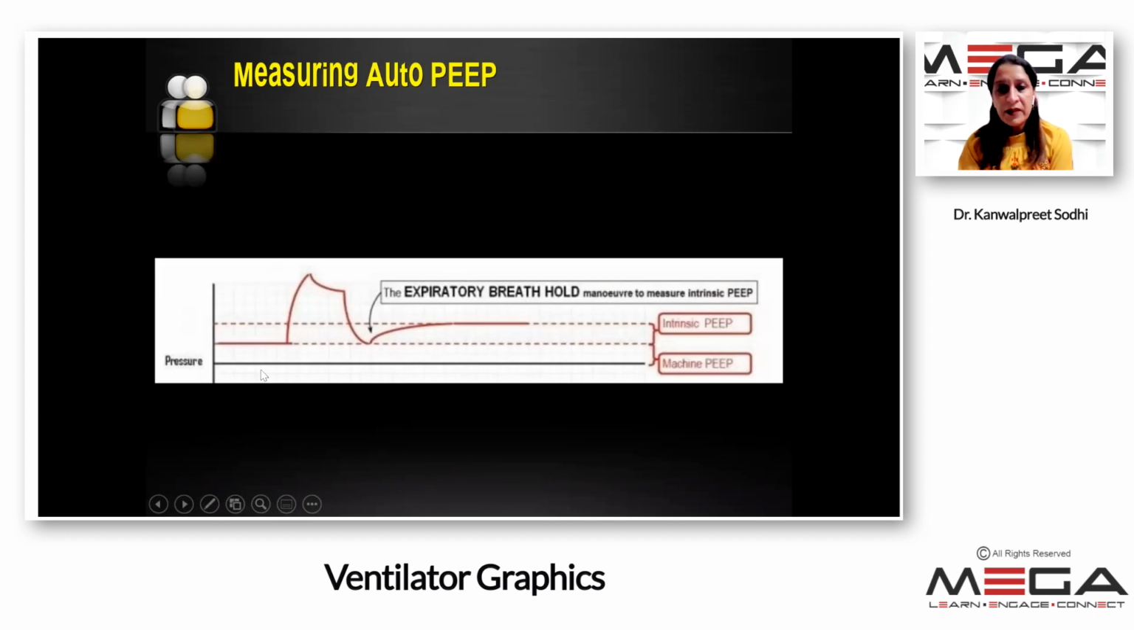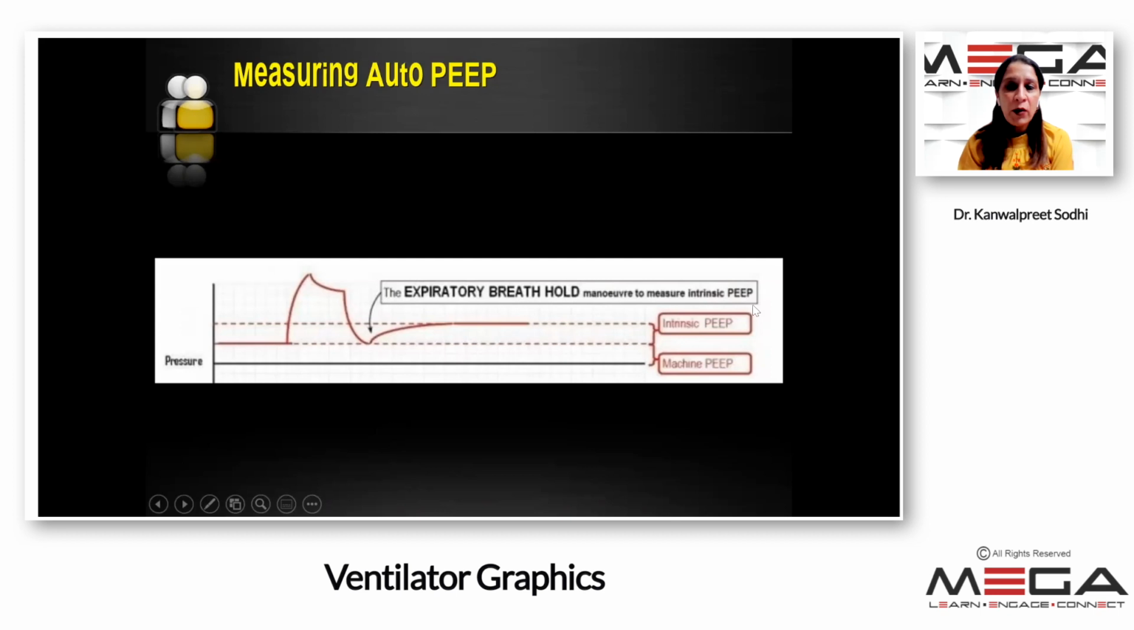Like this is the baseline. This is the PEEP which has been applied at the start of inspiration. This is the inspiratory limb. This is where expiration has started. And once we apply the expiratory breath hold here, this line should be on the baseline if there had been no auto PEEP. But this graph is going like this. So the difference between the PEEP and this line is the auto PEEP.